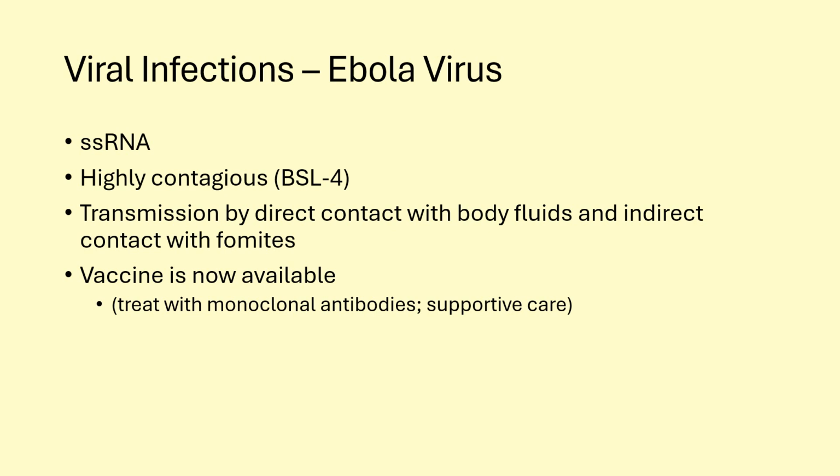Ebola virus. It's a single-stranded RNA virus. It can be transmitted by direct contact with bodily fluids. It can be transmitted indirectly by contact with fomites. Remember, fomites are inanimate objects, maybe a towel that came in contact with the infected person and now you touch it. This is highly, highly contagious, and the mortality rate has always been extremely high. It is a BSL-4 organism.